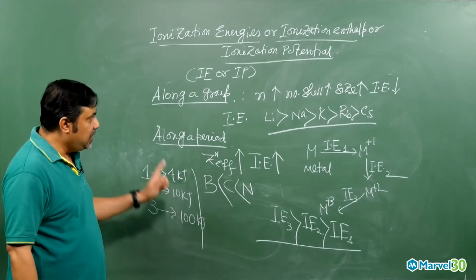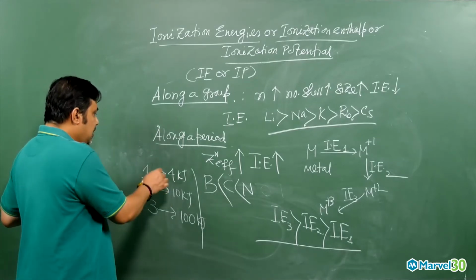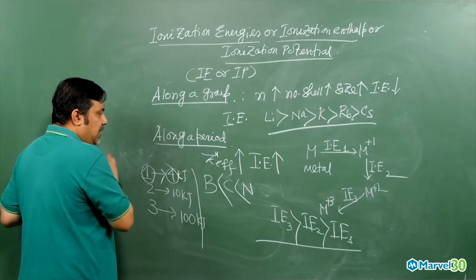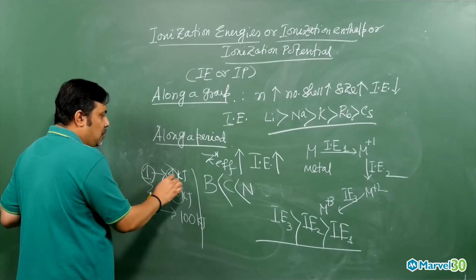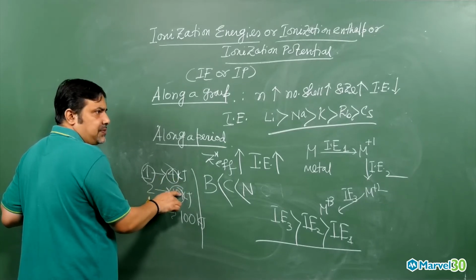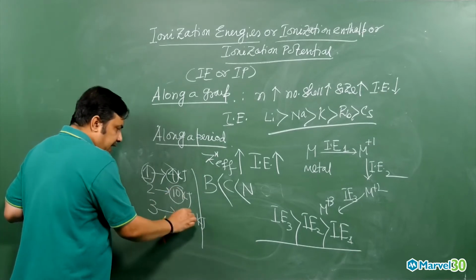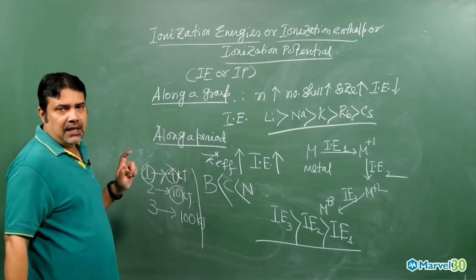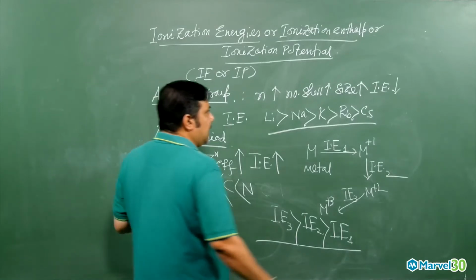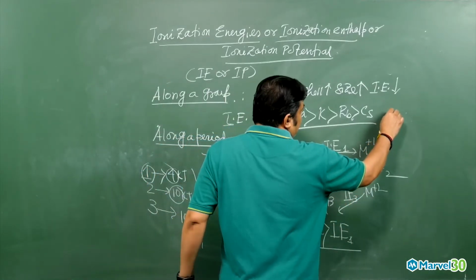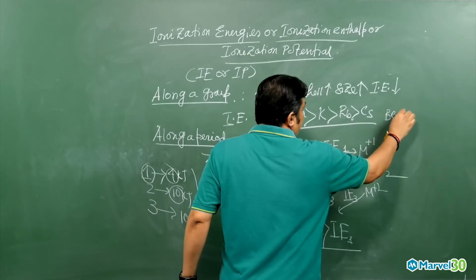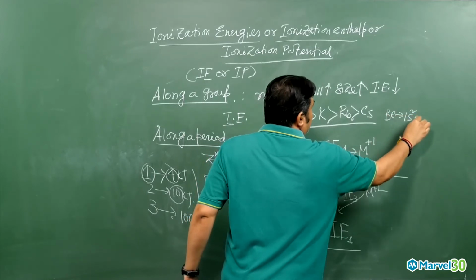Then what do you have to understand? The first electron removal is ionization energy 4, the second is 10, which is how many times? 2.5 times, since 4 into 2.5 is 10. And from 10 to 100, how many times? 10 times. That means, if you look at a metal like beryllium, the electronic configuration is 1s2, 2s2.